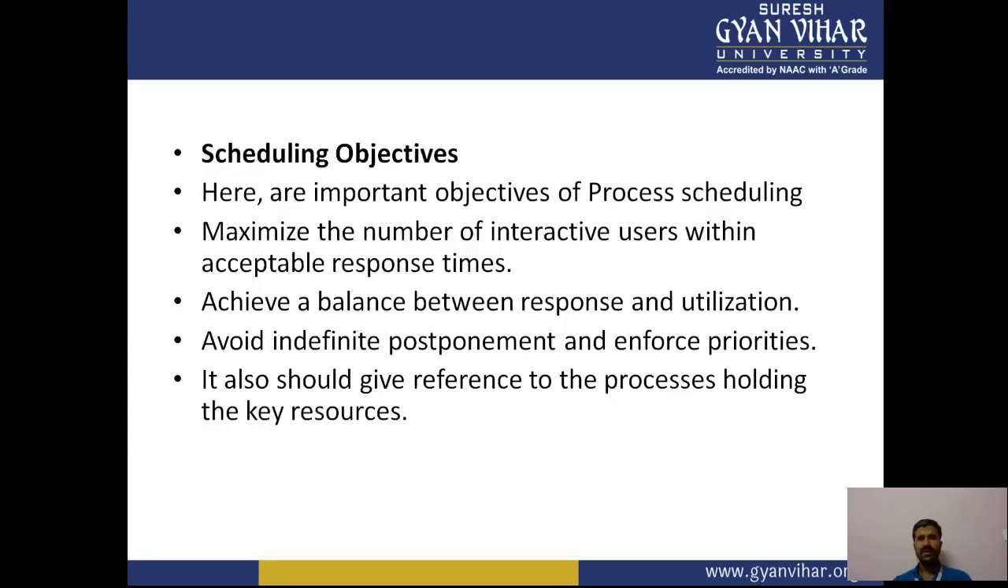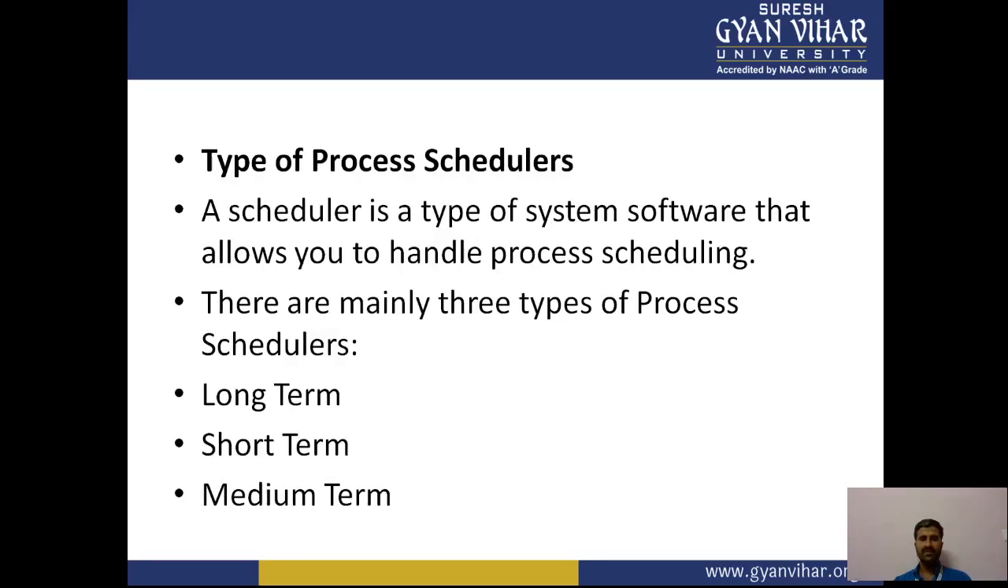So, scheduling objectives. Here are some objectives that are used for process scheduling. Maximize the number of interactive users within the acceptable response time, and achieve a balance between response and utilization. This is a very important point. Avoid indefinite postponement, and enforce priorities. It should also give preference to the process holding a key resource.